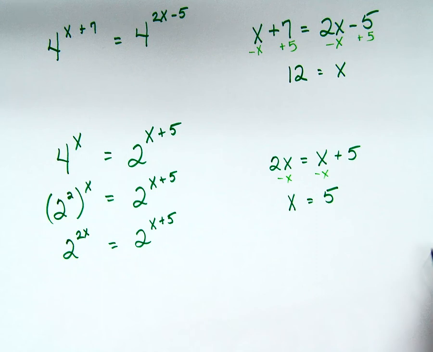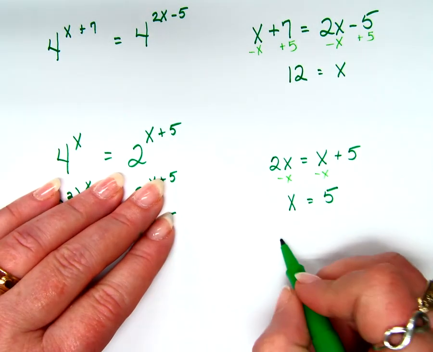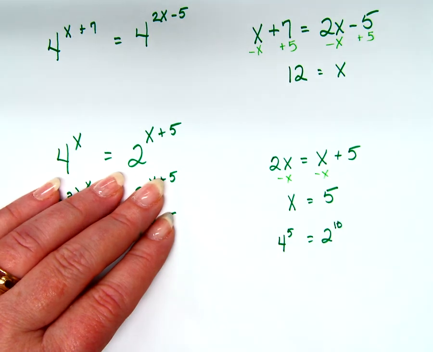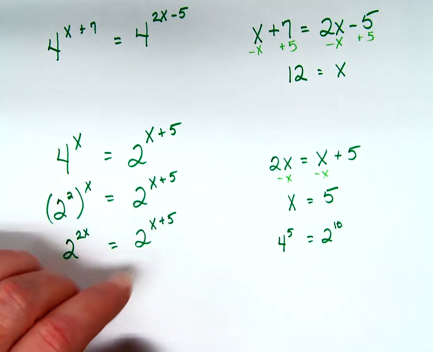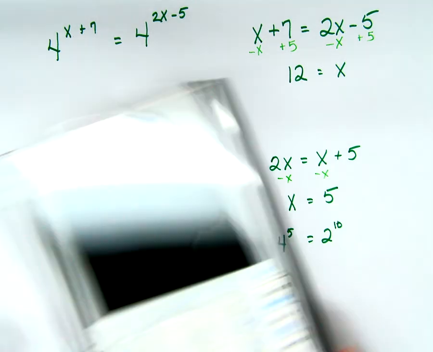Go back to the original problem up here. 4 to the 5th power equals 2 to the 10th power. This time, do I have to care what 4 to the 5th power is? I do, because I need to know, does it match 2 to the 10th power? And that's where our friendly neighborhood calculator comes into play.